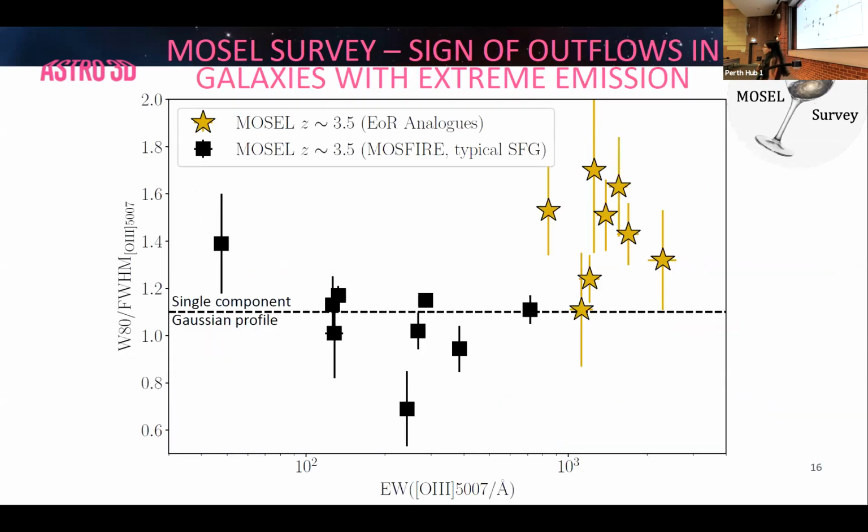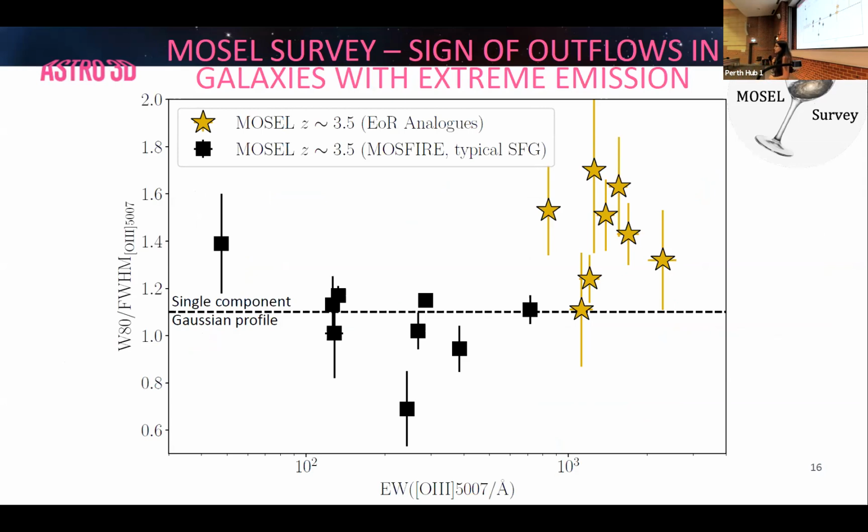So this is the W80 parameter that I get for most of my galaxies. I can only do this when I have really high signal to noise, and also no sky contamination, because this is non-parametric. And I'm comparing my results with another sample of redshift 3 galaxies, observed with MOSFIRE.